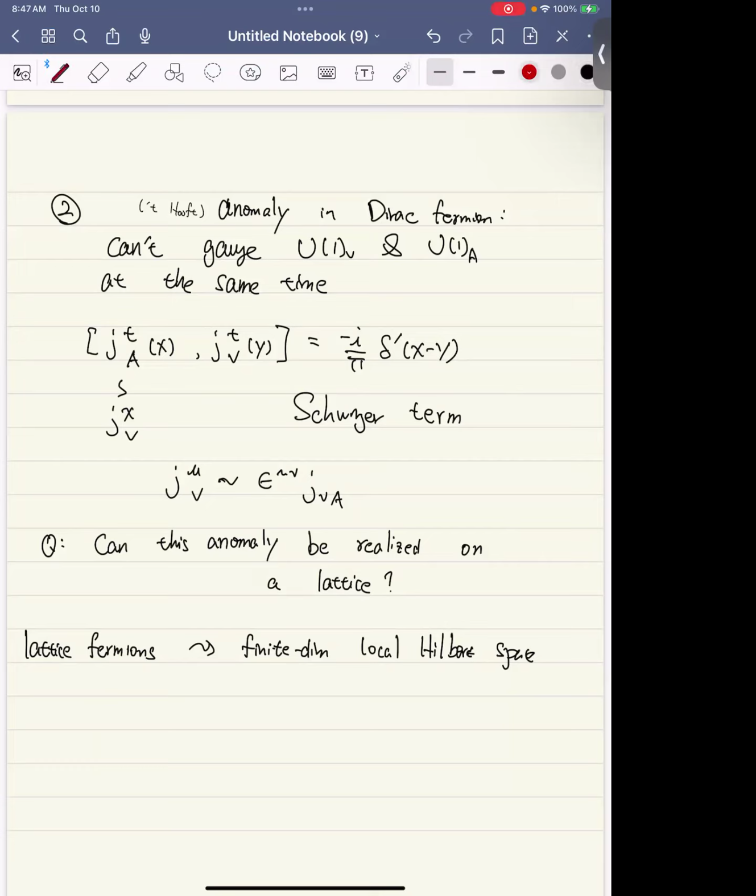So let me add an adjective here. Can we realize this anomaly on a lattice with a finite dimensional local Hilbert space?